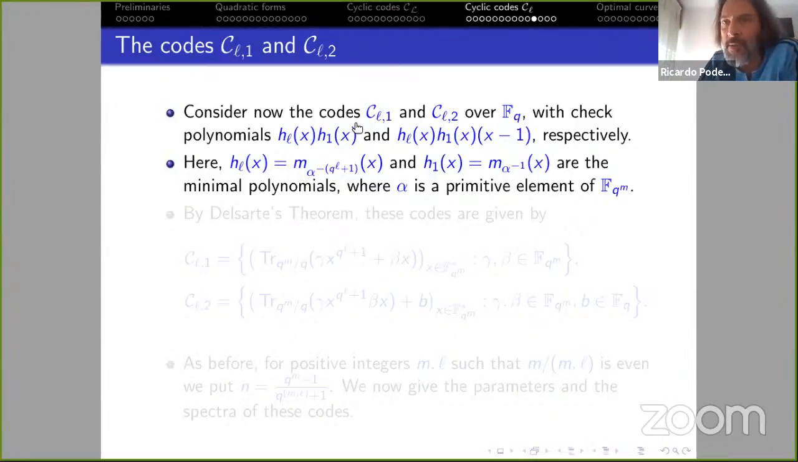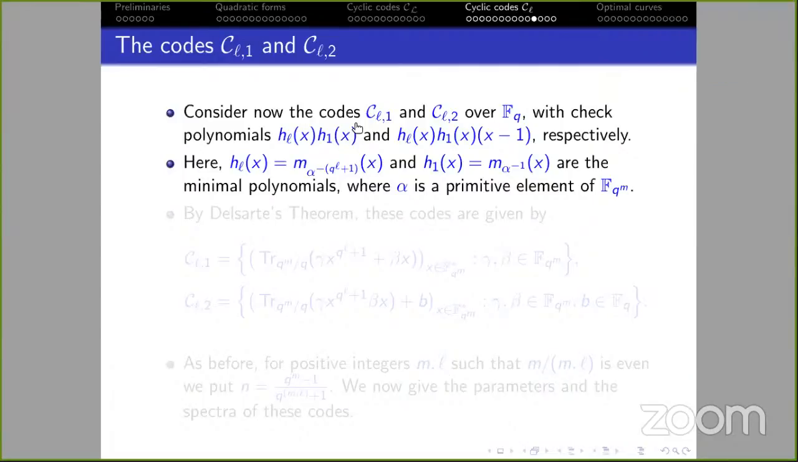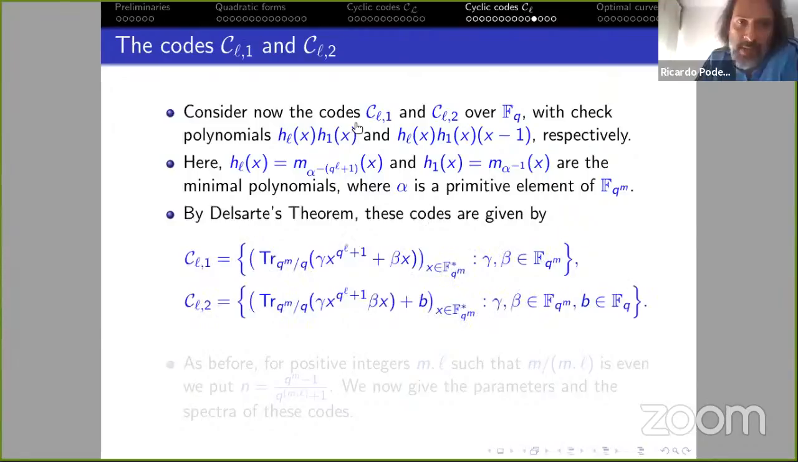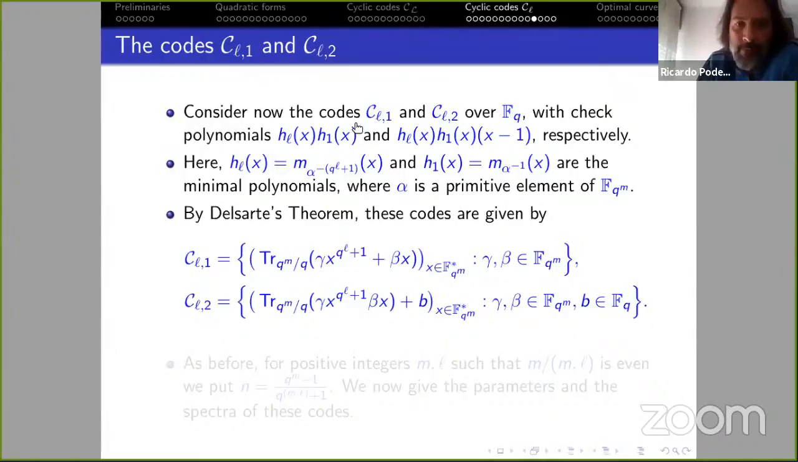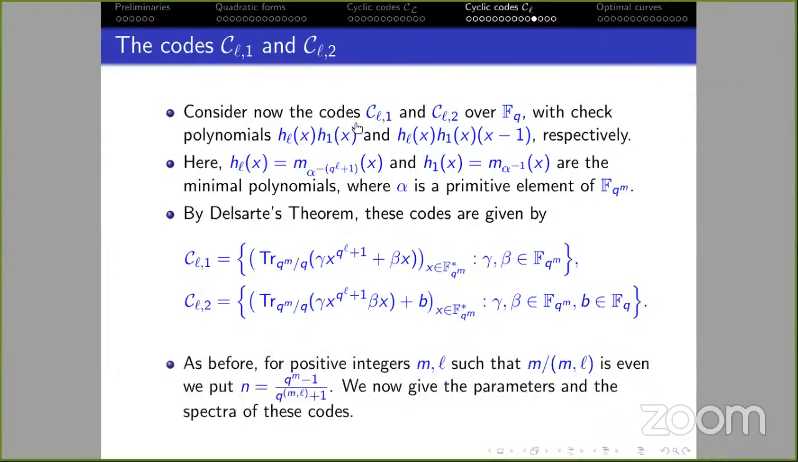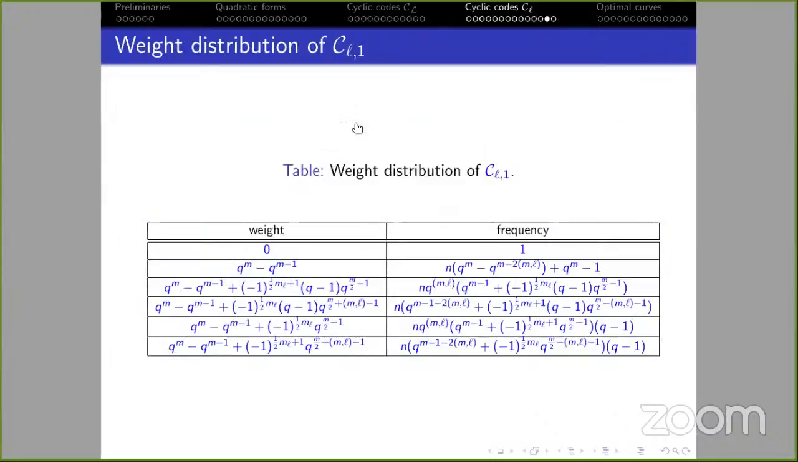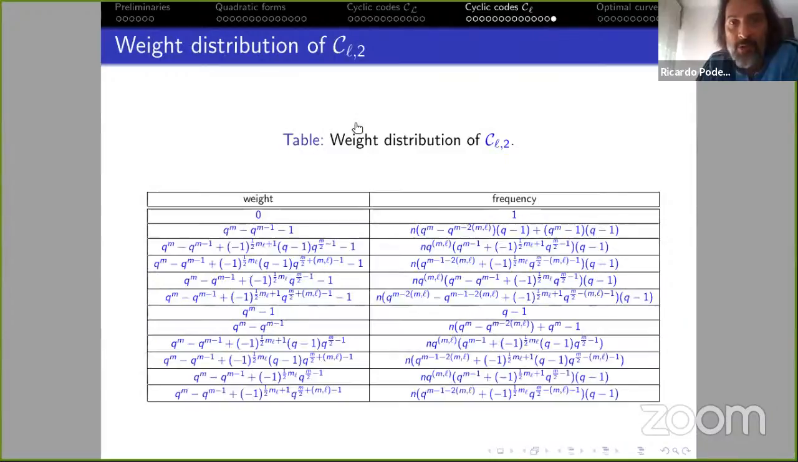I have 50 minutes. So, well, you have around 9 minutes. Okay, I will skip this. Well, 10 minutes, say 10 minutes. We can do the same with the other code. I will skip this. Okay, we can compute again the parameters and the weight distributions.